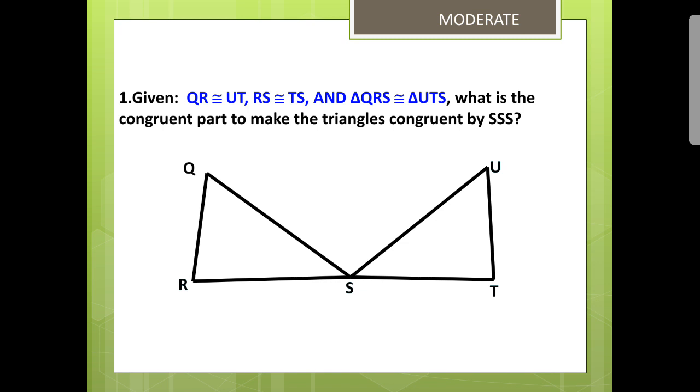Next, for moderate, question number 1. Given, side QR is congruent to side UT. Side RS is congruent to side TS. And triangle QRS is congruent to triangle UTS. So what is the congruent part to make the triangles congruent by side, side, side, or SSS? So there is a missing congruent part. And what is that? So the answer is side QS is congruent to side US.